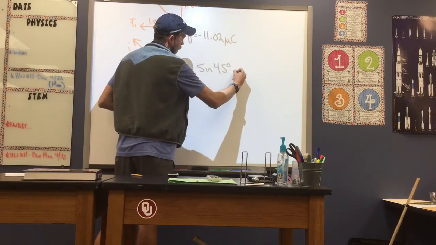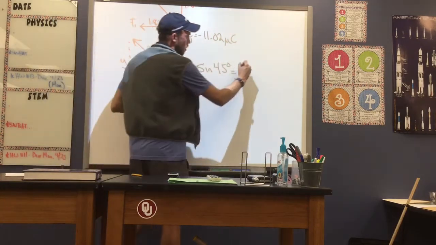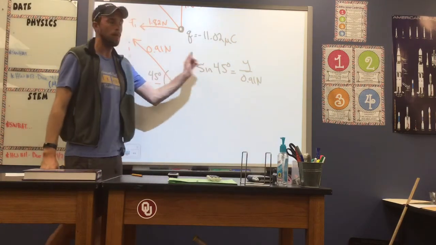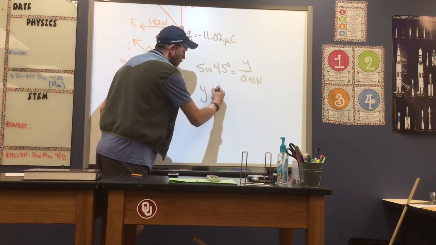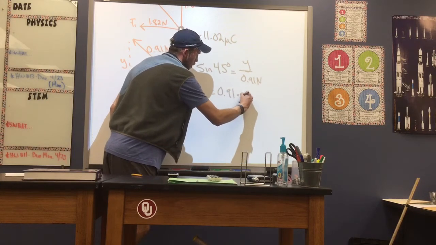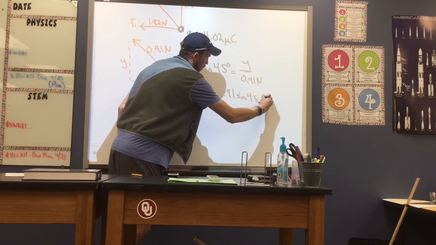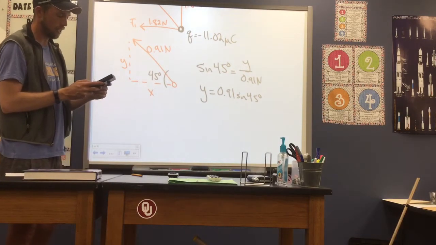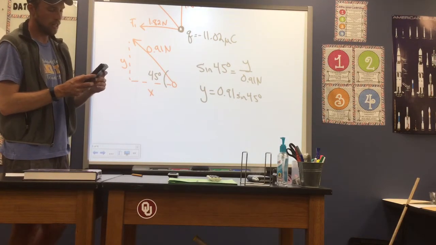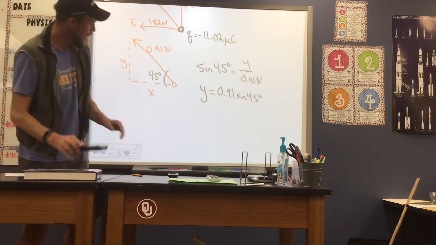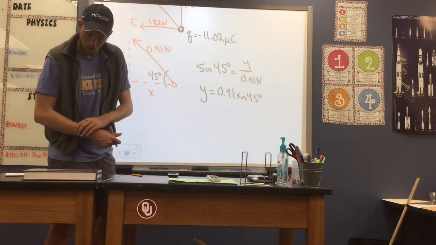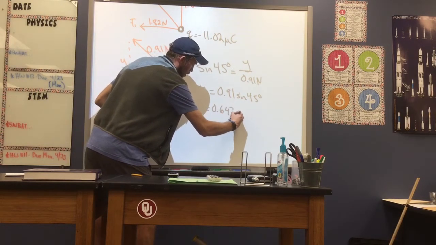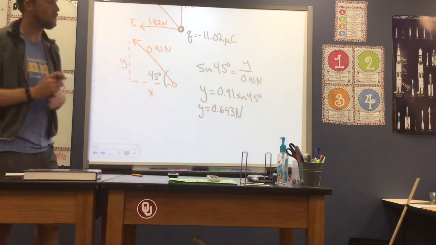So let's go sine 45 is opposite, that would be our y component, over the hypotenuse, 0.91 newtons. And I can multiply the 0.91 over, so that my y component is 0.91 sine of 45 degrees. Okay, so we'll take our value, multiply by 0.91 sine of 45, and that's going to give me a y component of about 0.643 newtons. So that is the y component of F3.